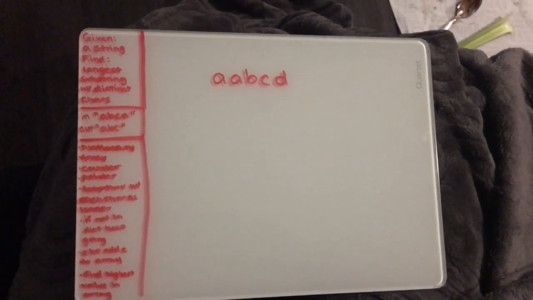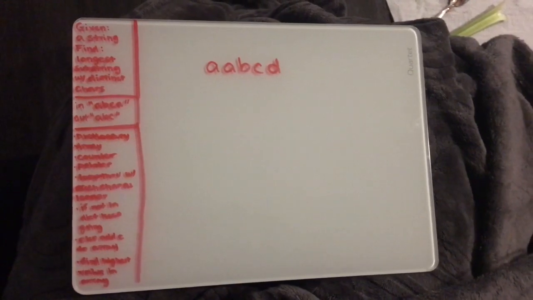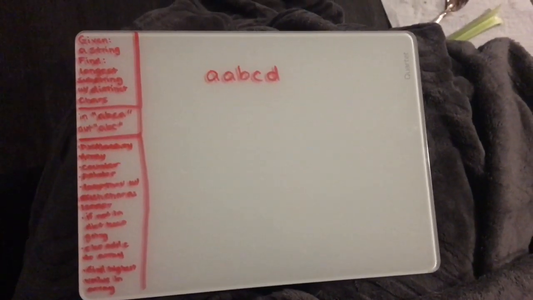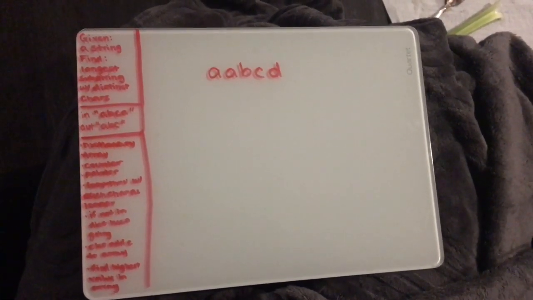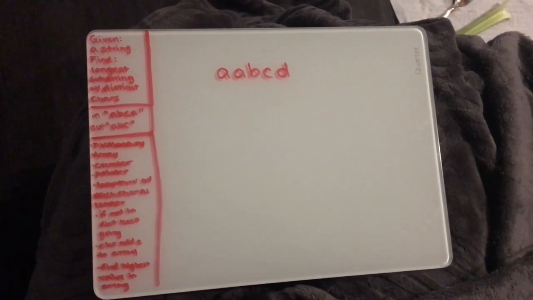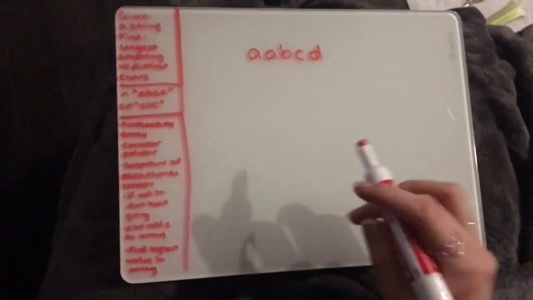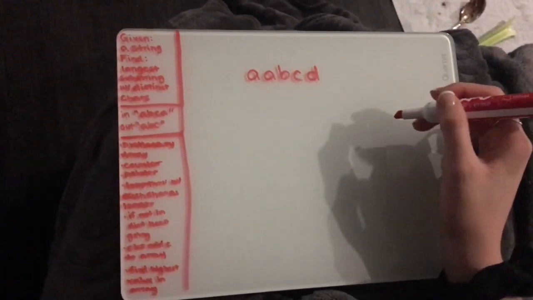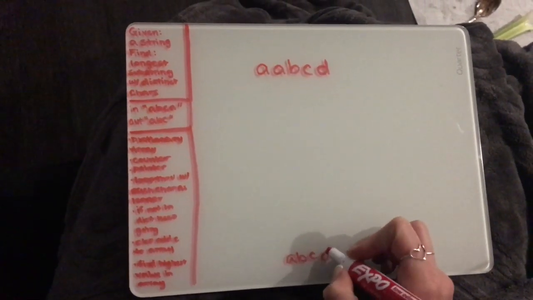For this problem, we're given a string and we're asked to find the longest substring with distinct characters. An example is the input of ABCA and an output of ABC. What I'm going to use to complete this, so here's our example string AABCD. And so our desired output would be A, B, C, D.